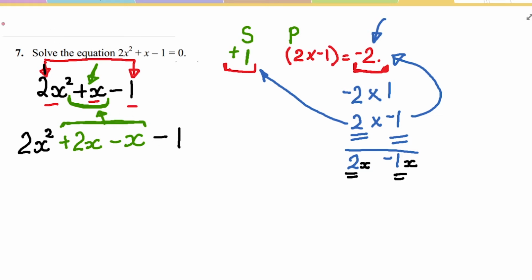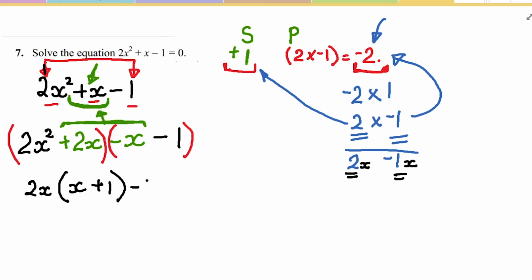Then from there, we can go ahead and factorize. What's the common item here? 2x is common. We put 2x outside the brackets: 2x squared divided by 2x gives us x, then positive 2x divided by 2x gives us plus 1. Same thing here. Remember, we want the items in the brackets to be the same. So we put minus 1 outside the brackets: negative x divided by negative 1 gives us positive x, then negative 1 divided by negative 1 gives us plus 1.